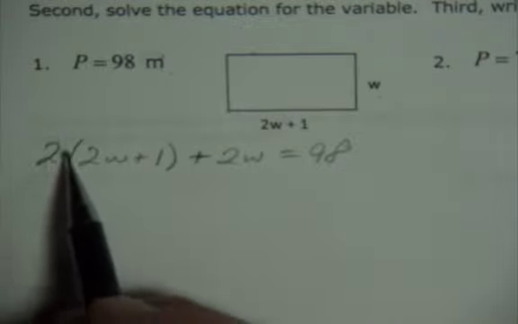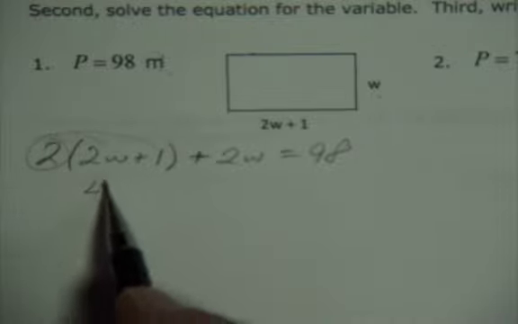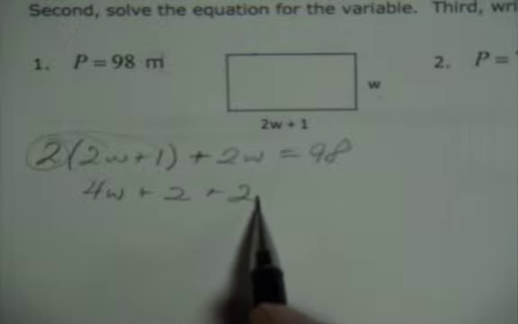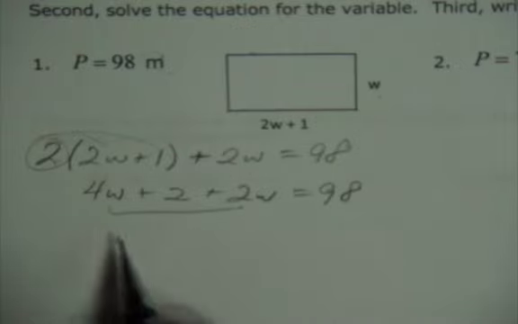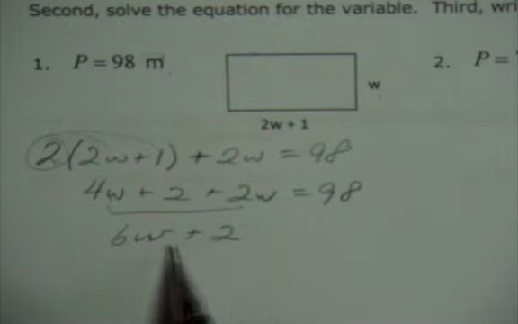We now need to distribute this 2 to the 2w and to the 1, so we get 2 times 2w, which is 4w, plus 2 times 1, which is 2, plus 2w, and that's equal to 98. We're going to gather like terms. 4w and 2w is 6w.